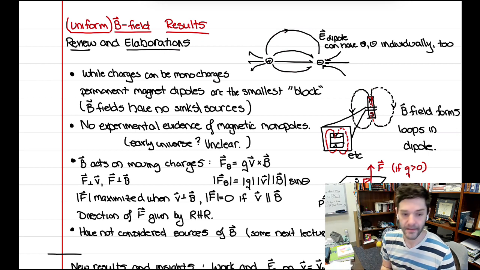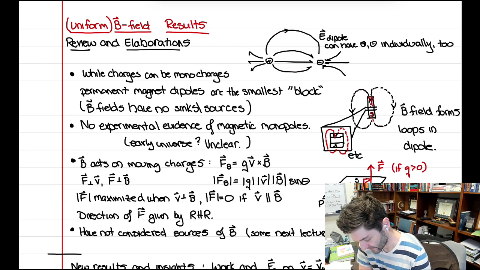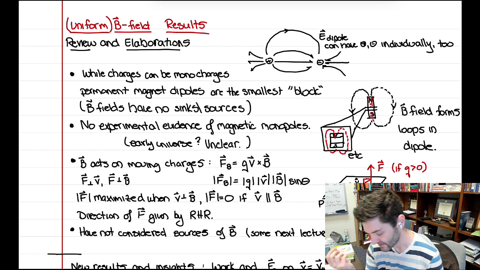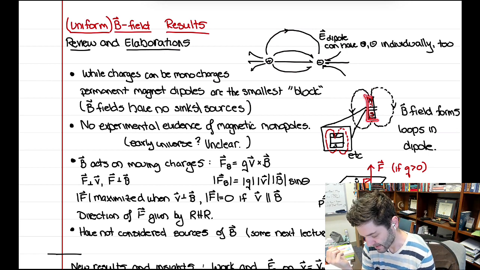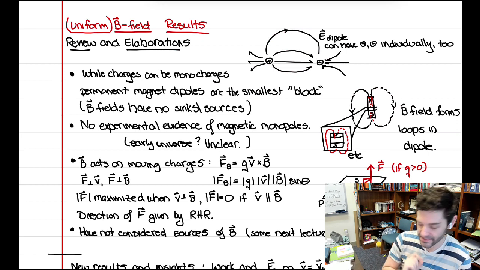This seems to be different in magnetism. Unlike electricity, with magnetic, I don't want to say magnetic charges, but with magnetic pieces, what is the smallest block for magnetism? Seems that the magnetic dipole is as small as you can go. You can never get just a north pole, or you can never get just a south pole.